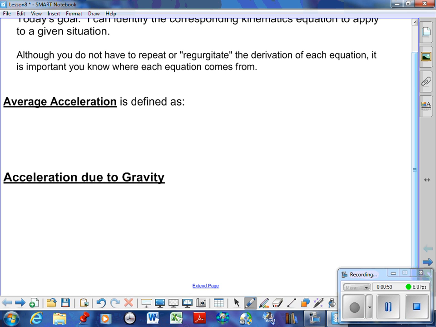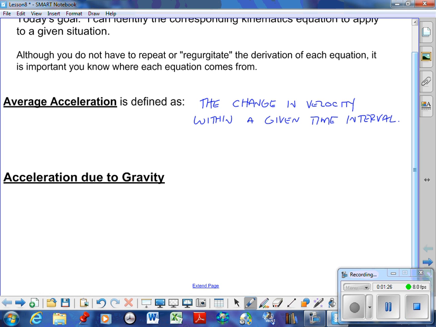What is average acceleration? Well, it's defined as the change in velocity within a given time interval. We're going to talk about that a little bit later on.